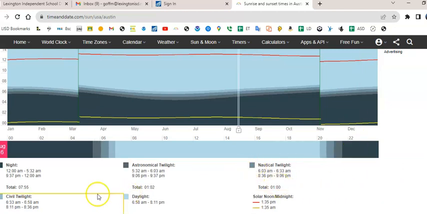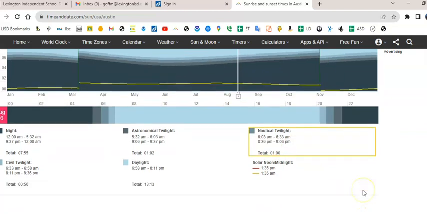And again, the different little shading is different types of twilight. Twilight is that time either before the sun rises or after the sun sets where it's not quite dark. So it's not full daylight, but it's not dark yet either. That's twilight.